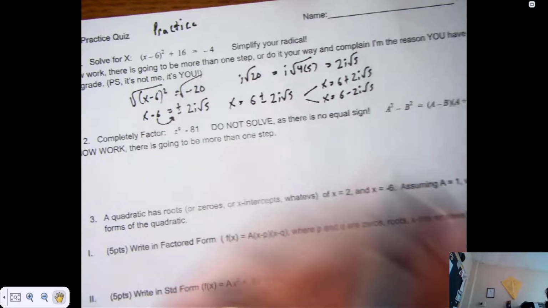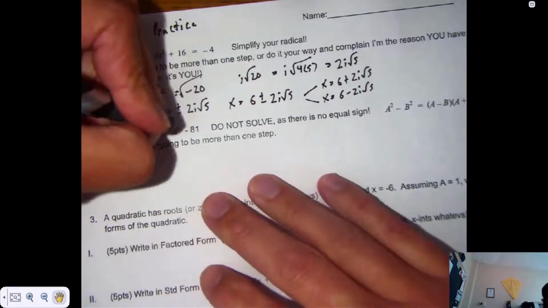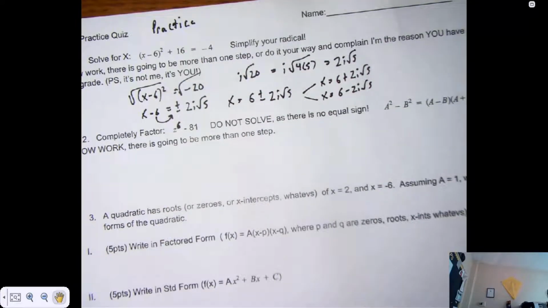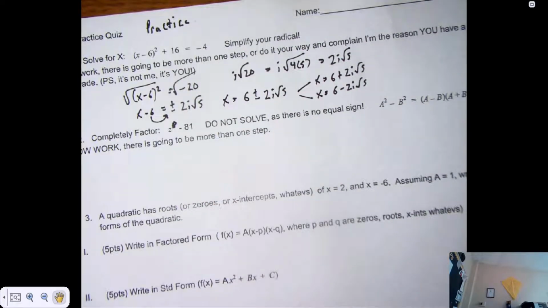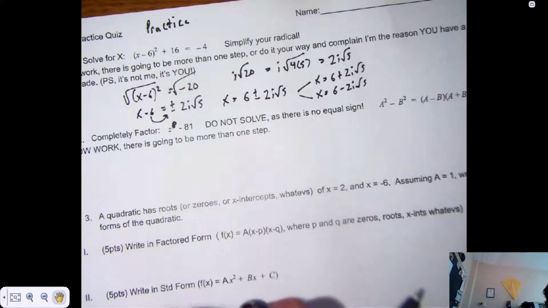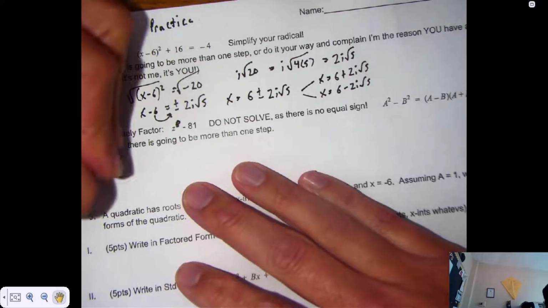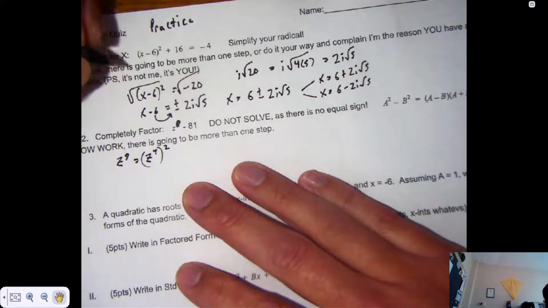Why does it say z to the 9th? No. It's supposed to be z to the 8th. Hope I don't have to fix that on the quiz. Z to the 8th? Yeah, it's supposed to be z to the 8th. What do you have to square to become z to the 8th? Yeah. So z to the 8th is a z to the 4th that is squared.